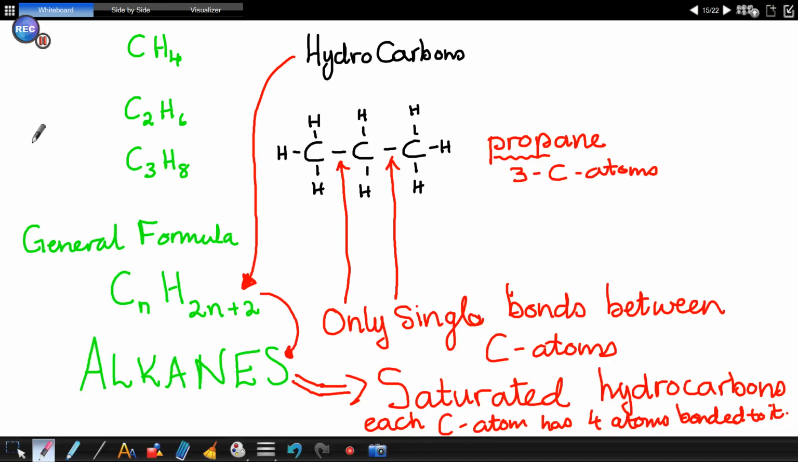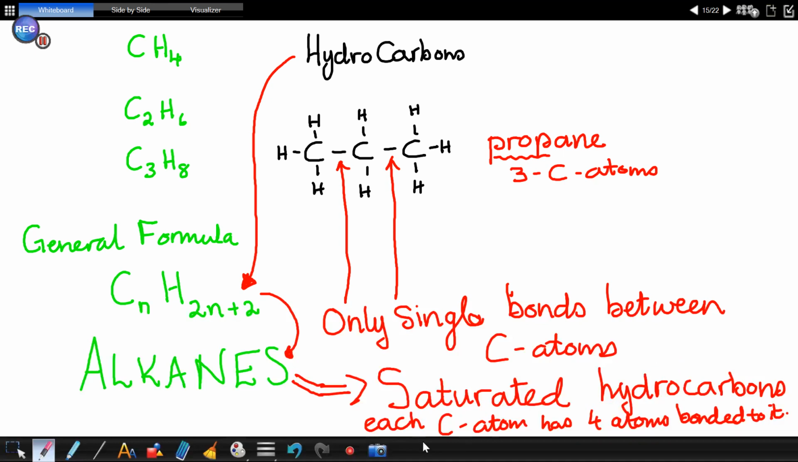They only have a single bond between the C and H. No, that is not what I'm saying. I'm saying hydrocarbons are molecules with hydrogen and carbon in the molecule. Alkanes are hydrocarbons because they've got only carbons and hydrogens in the molecule, but they're a special type of hydrocarbon. They're saturated hydrocarbons.